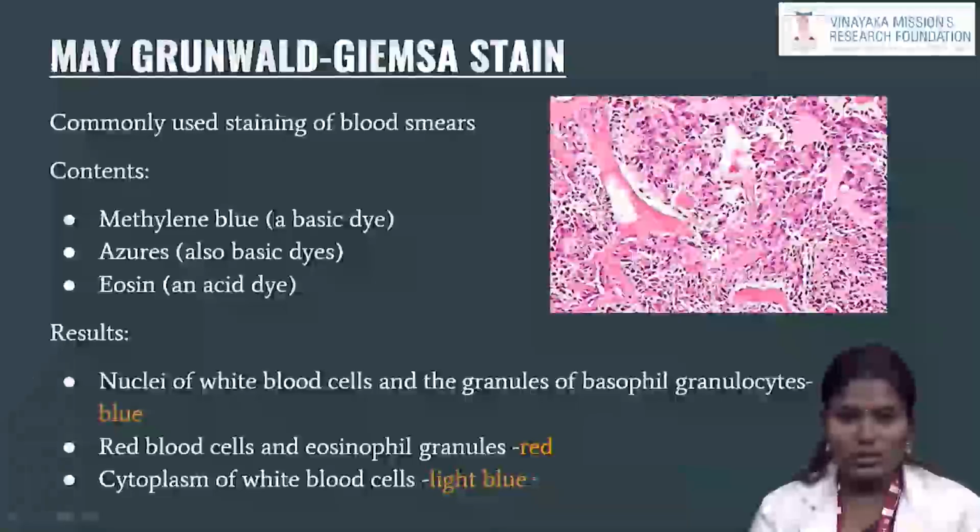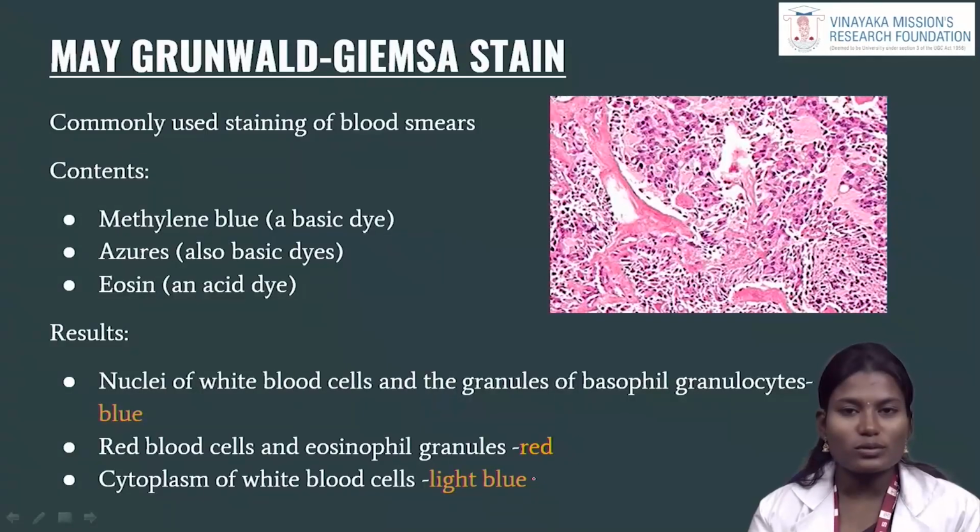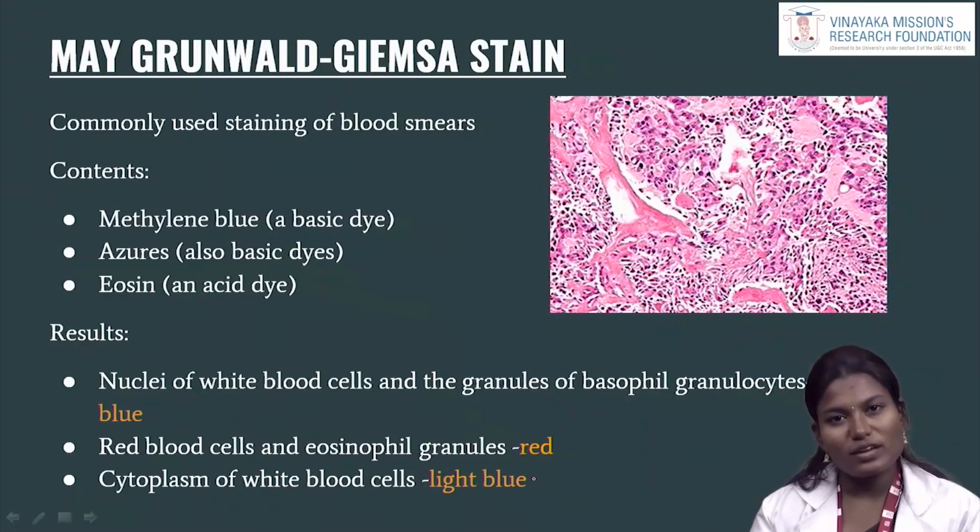May-Grünwald Giemsa stain is a commonly used stain for blood smears, peripheral smears and FNAC. The content of the MGG stain is methylene blue, a basic dye, Azure B, also a basic dye, and eosin, an acidic dye. In the result, the nuclei of white blood cells and the granules of basophil granulocytes are blue. Red cells and eosinophil granules are red. The cytoplasm of white blood cells is light blue.